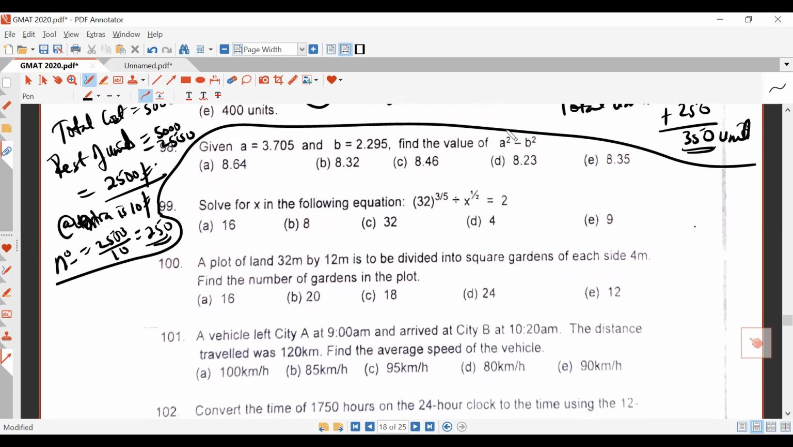How would we do this? And this is a common question, by the way. We call this one difference of two squares. This is the first square, this is the second square. If you're subtracting, then you call that one difference of two squares.